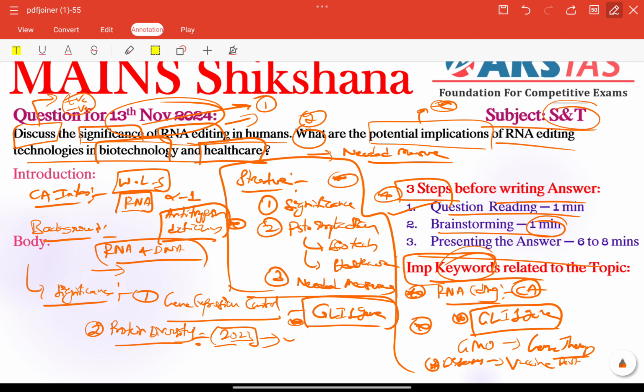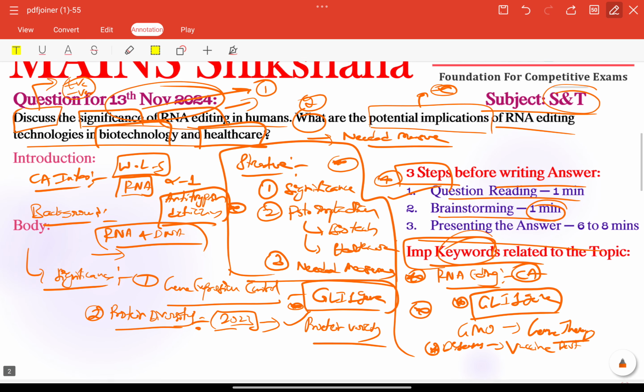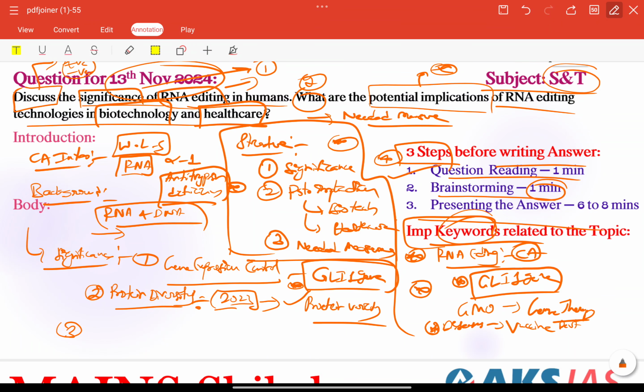So RNA editing is very much boosting protein variety. That is the major important point, right? So the next significant point is developmental adaptability. That is also very important here, because we are focusing on RNA editing in humans, right?